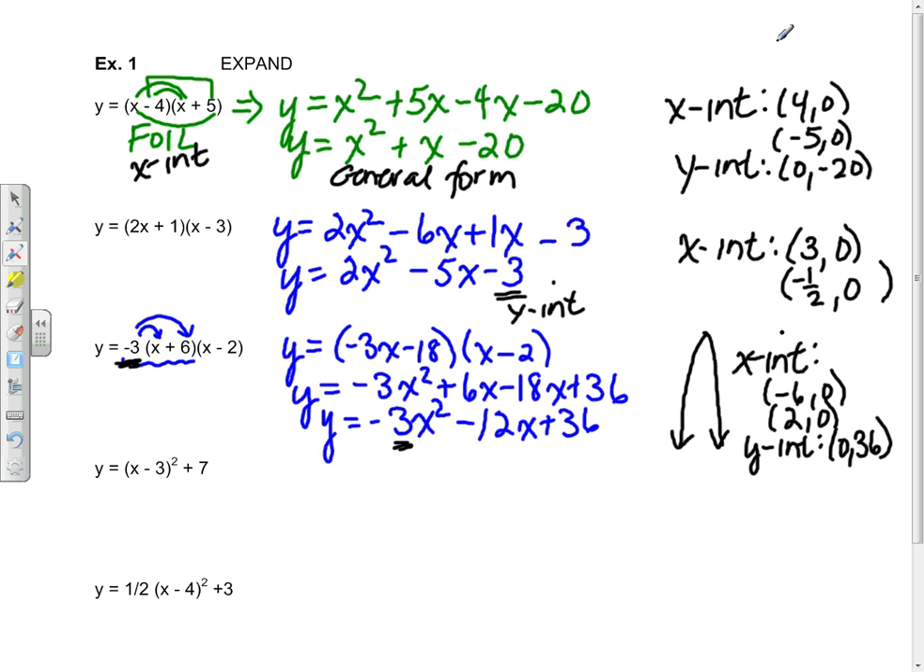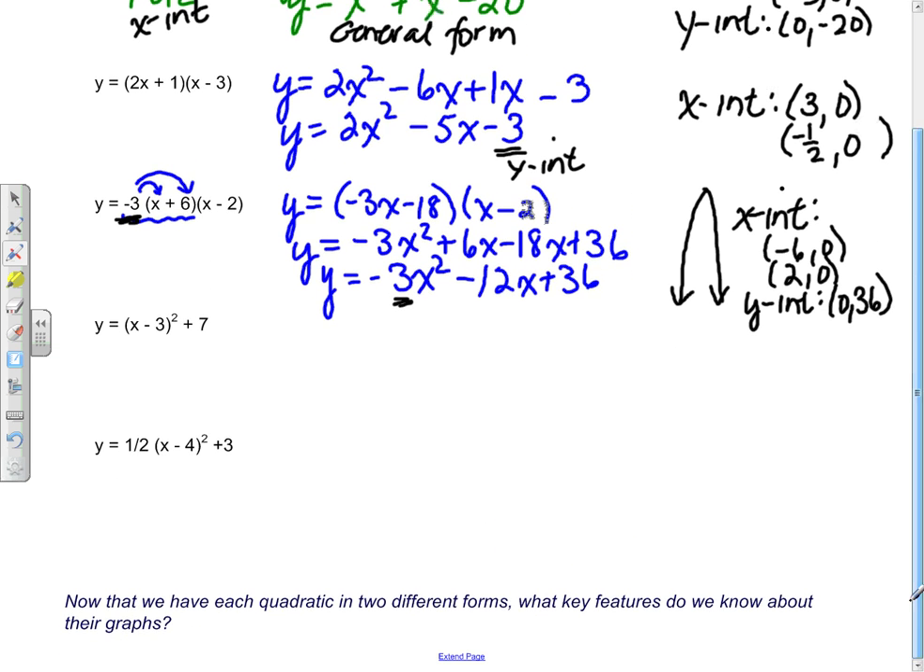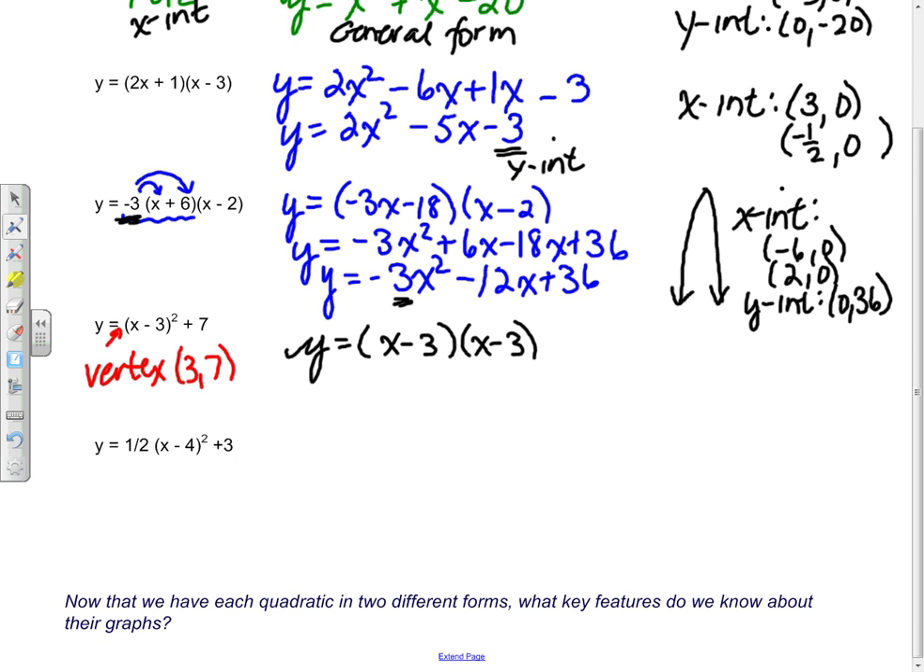The next one is in vertex form. I can tell from this form that my vertex would be 3, 7. Very helpful for graphing. I also know, because there is an invisible 1 right here, that it is right side up and regular step pattern. I could graph that quite easily. To write it in expanded form or general form, I need to do a FOIL on this, but be careful. To expand that to general form, I need 2 x minus 3's, because that's what square means. Add 7 at the end.